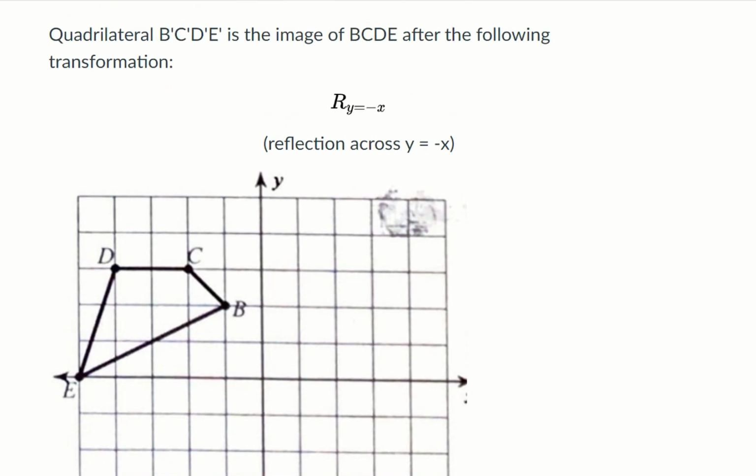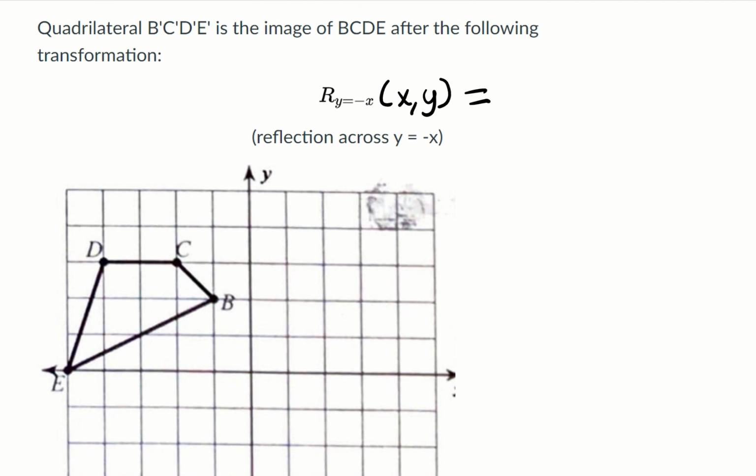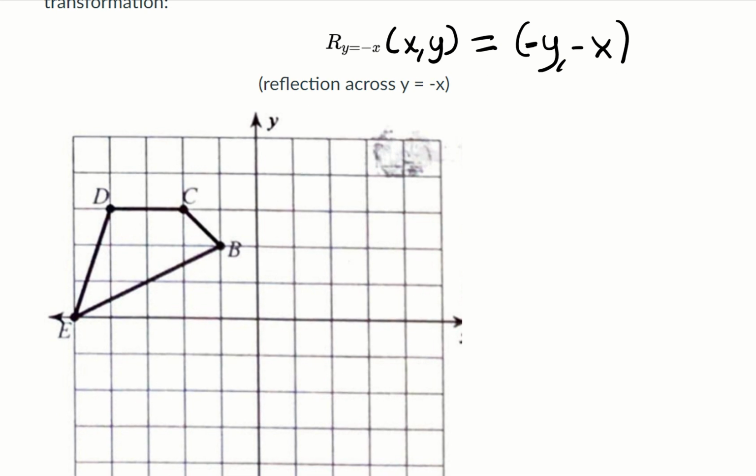So the next one, we have a quadrilateral, and the transformation is a reflection across the y-axis. So let's recall where that rule is. So that rule is when you reflect across y equals negative x, rather. So this is a reflection across y equals negative x. When you do this, you switch the x and the y, and because it's negative x, these are both going to be negative. Okay. So that's the rule for reflection across y equals negative x.